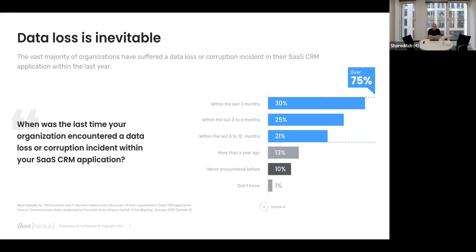But we asked the question: when was the last time your organization encountered a data loss or corruption incident within your SaaS CRM application? Interestingly, over 75% of the people we surveyed responded to this question, and 30% said it was within the last 3 months. That's scary, because we always assume it never really happens, or if it happens, it's 6 months, maybe 12 months, more than a year, but actually it happens more regularly than you think.